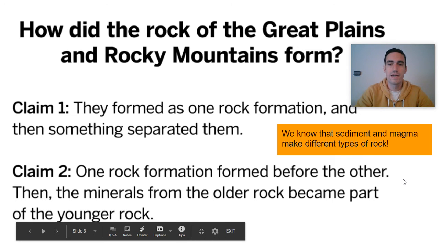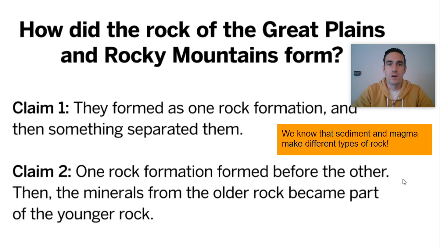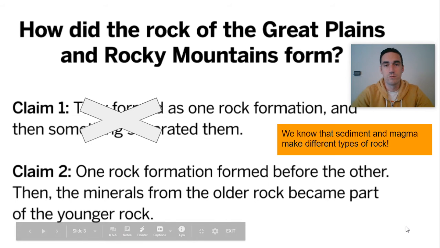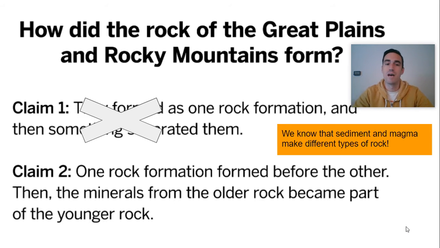So first, we want to look at our questions so far. Our question for chapter 1 was, how did the rock of the Great Plains and the Rocky Mountains form? And we had two possible claims. One, that they formed as one rock formation and then something separated them. Or two, that one rock formation formed before the other, and then the minerals from the older rock became part of the younger rock. So we know that sediment and magma make different types of rock, and we were able to actually figure out through our evidence, which we'll look at in a second, that claim 1 cannot be correct. Instead, we decided that claim 2 is probably more likely, that one rock formation formed before the other, and then minerals from the older rock became part of the younger rock.